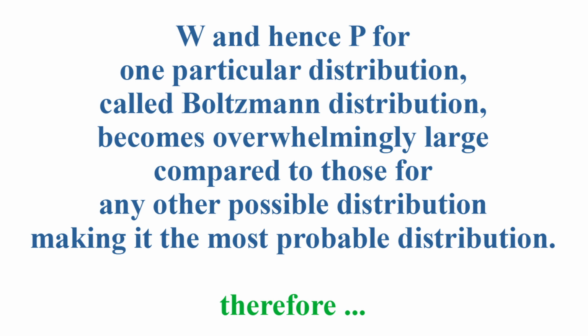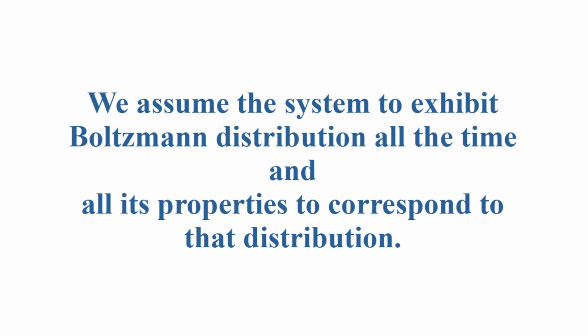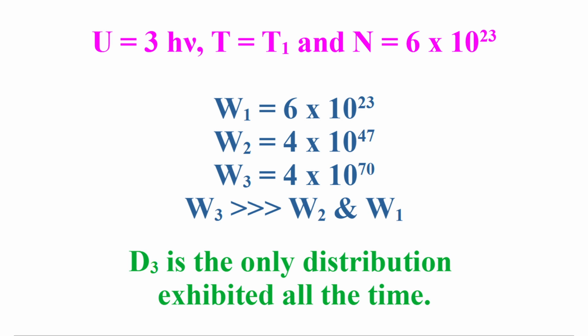This most probable distribution is referred to as the Boltzmann distribution, and we can assume that the system is basically only in this distribution all the time, and hence all the properties of the system are determined simply by this distribution. For example, in the case of U equal to 3 quanta, when n equals 6 times 10 raised to 23, W1 equals 6 times 10 raised to 23, W2 happens to be 4 times 10 raised to 47, and W3 is 4 times 10 raised to 70, making D3 to be exhibited all the time.